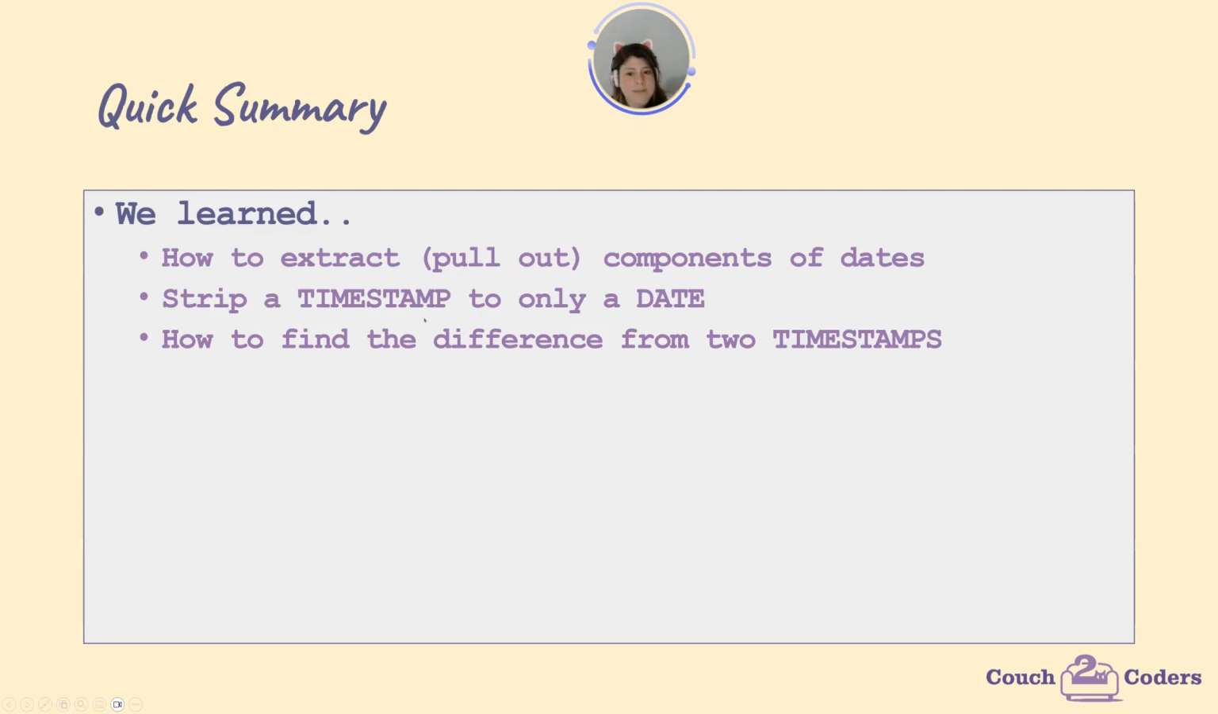So what we learned: how to extract, pull out components of dates. We learned how to strip a timestamp to only a date. And then we also found how to find the differences from the two timestamps. And we're going to use this information in our next lesson with our group by.